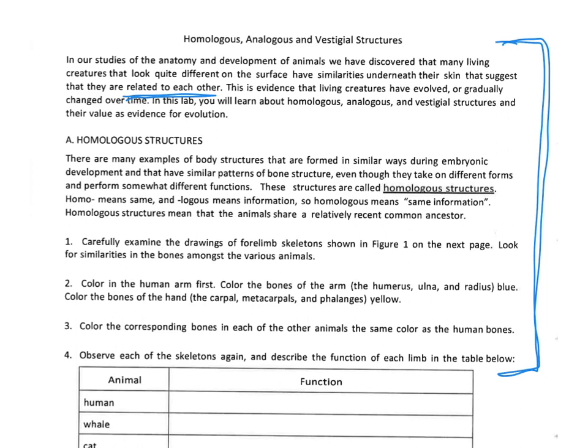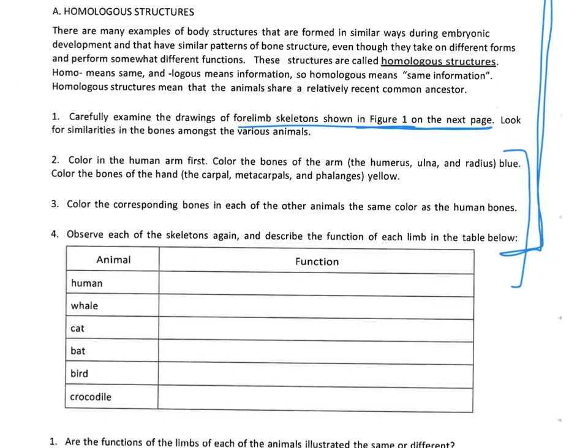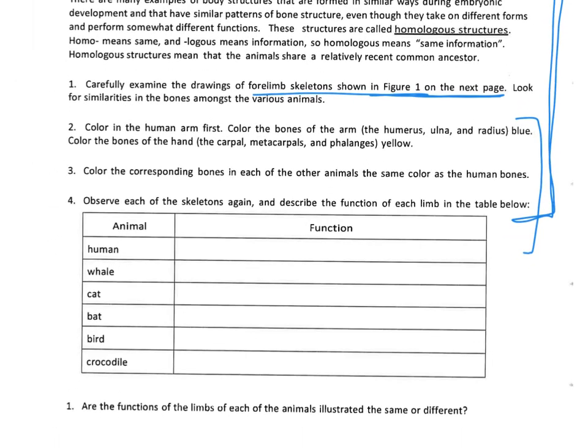So, homologous structures. Carefully examine the drawings of the forelimb skeletons. It says on the next page, at the very last page. It works you through it: you're coloring and filling out the function. I'm not looking for anything super complex here. The function of a whale flipper, it helps it swim. The cat, it helps it jump and catch its food.